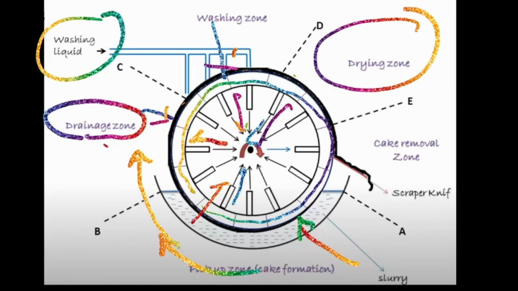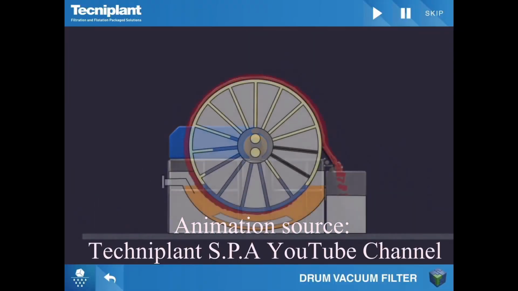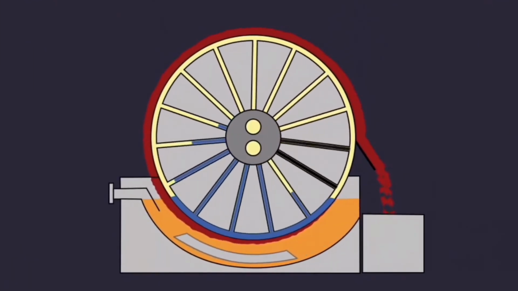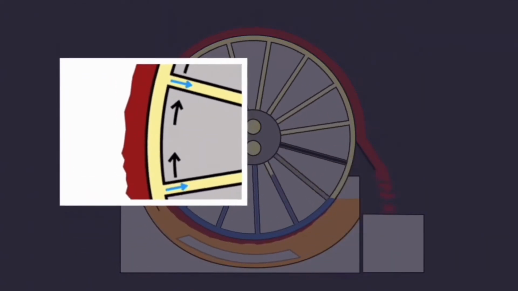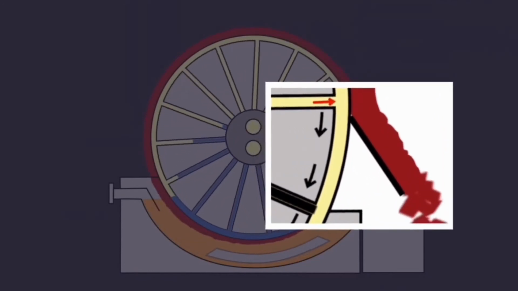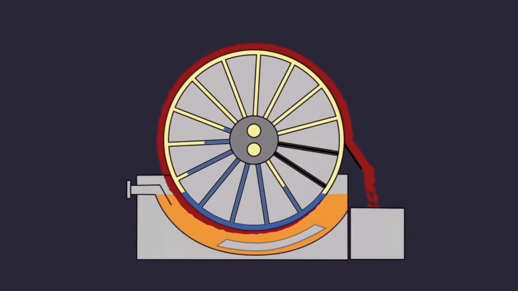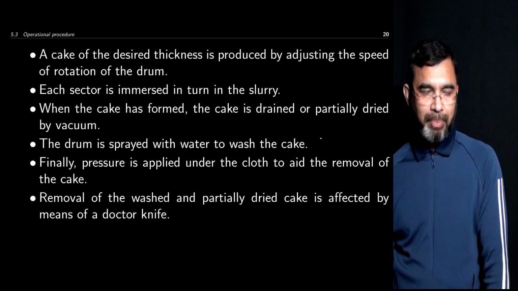Finally, at the end, there is a knife that's used to remove the cake from the surface of the drum. In that case, there is a pressure force applied from inside the drum that causes easy removal of the solid using that knife. So that's the basic operating principle of a rotary drum filter. This is used in industrial operations, and because of its continuous nature, it's commonly used, and its size can be very different depending on the particular requirements. So this operation is described here.